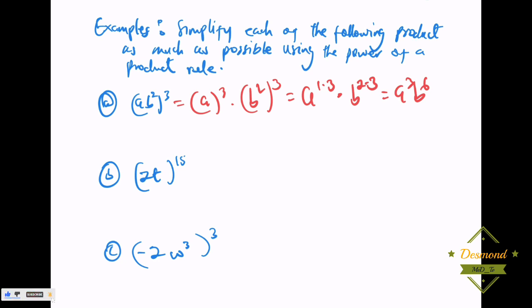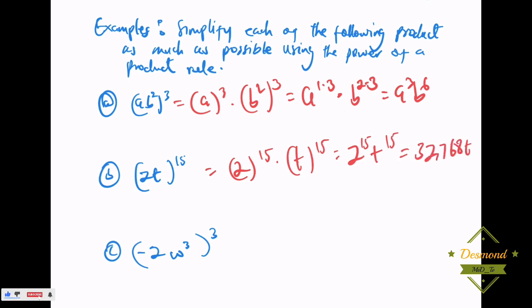Now for b, you can pause the video and try to do this on your own as well. With b, we have 2t exponent 15. So with that, we are going to have 2 in one bracket exponent 15 dot t exponent 15. Then we have 2 exponent 15, then t exponent 15. Then we should get 32,768 t exponent 15. That's what we should get for b.